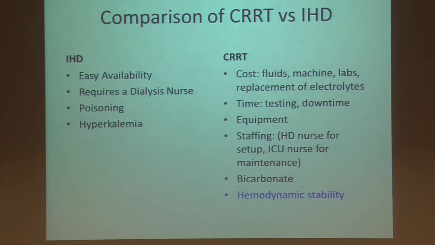Anytime you keep someone on dialysis for longer than 6 hours, you start to lose mag and phos. They're not in the solution, so you have to keep repleting them. So there's that cost. Also, testing downtime. Sometimes they run into clotting. Equipment, you have to buy an entire set of new equipment. Staffing is probably the most logistical issue for any hospital anywhere. You don't have ICU nurses everywhere all the time, so you don't want to burn your staff out either. And then it always requires an HD nurse for setup. Bicarb, I touched on.